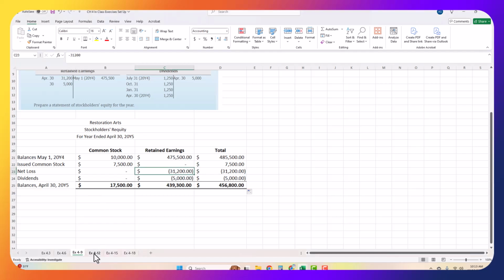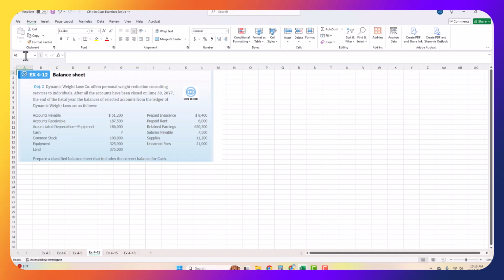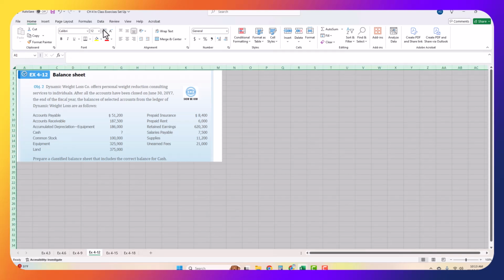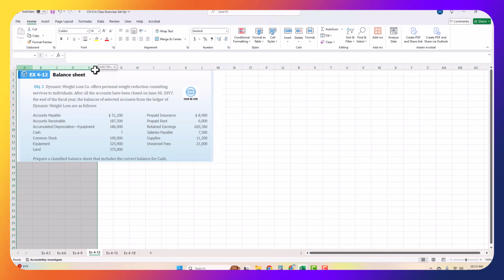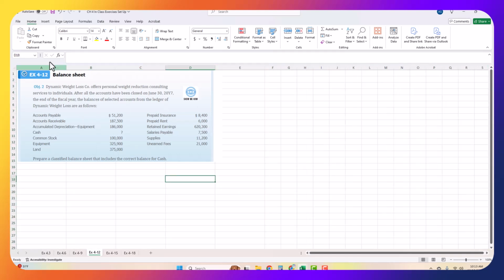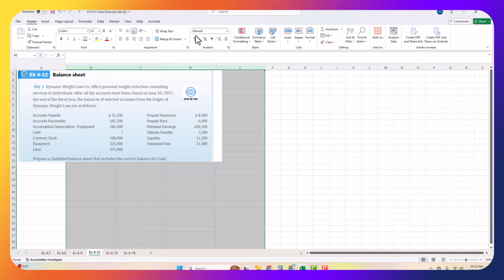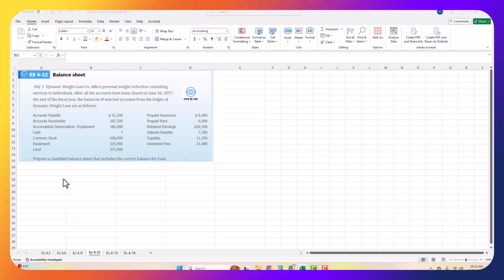The next activity is to prepare a classified balance sheet. So that's what we're doing. We did that in the first problem. We're going to do a little bit more of that work here, right? We're going to make all of these with numbers. So, Dynamic Weight Loss Company offers personal weight reduction consulting services to individuals. After the accounts have been closed on June 30th, 20Y7, at the end of the fiscal year, they had the following balances. Okay, so they're not giving us cash. They want us to solve for cash. But when they give us every other number on a balance sheet, we'll be able to do that.